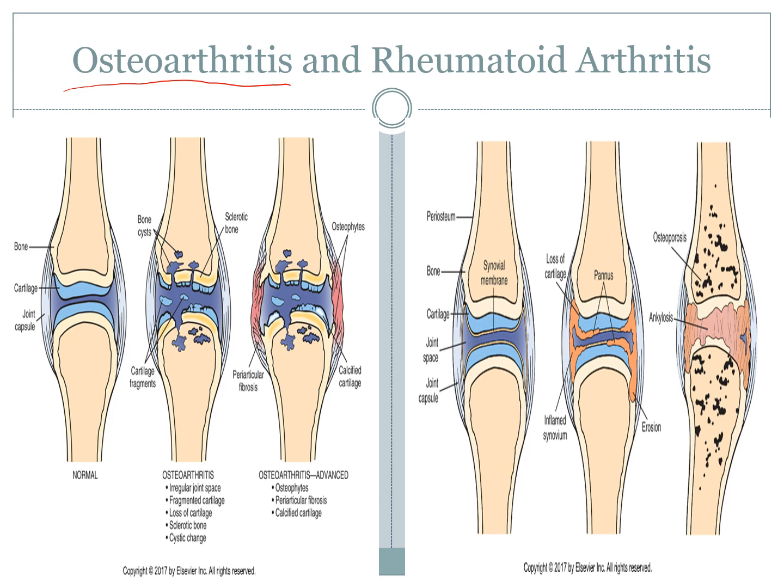Now when you look at the gross changes within osteoarthritis, what you will find is a loss of the articular cartilage itself. And then you'll have bone spur formation, and they're called osteophytes.